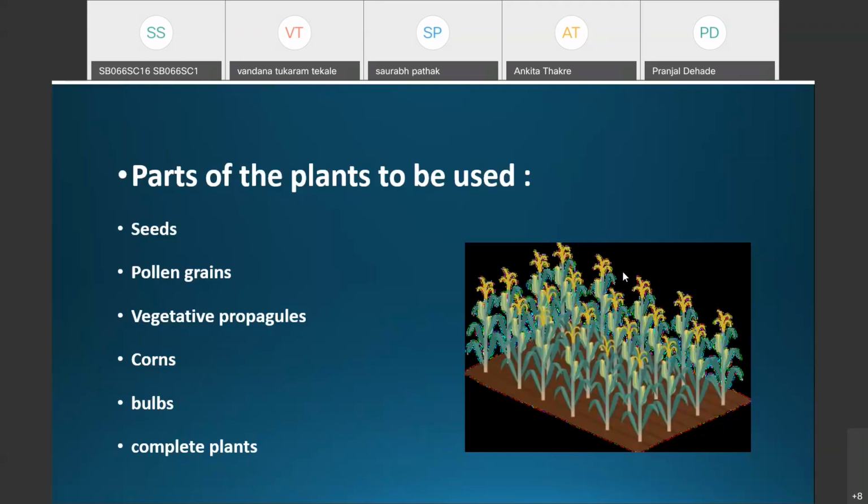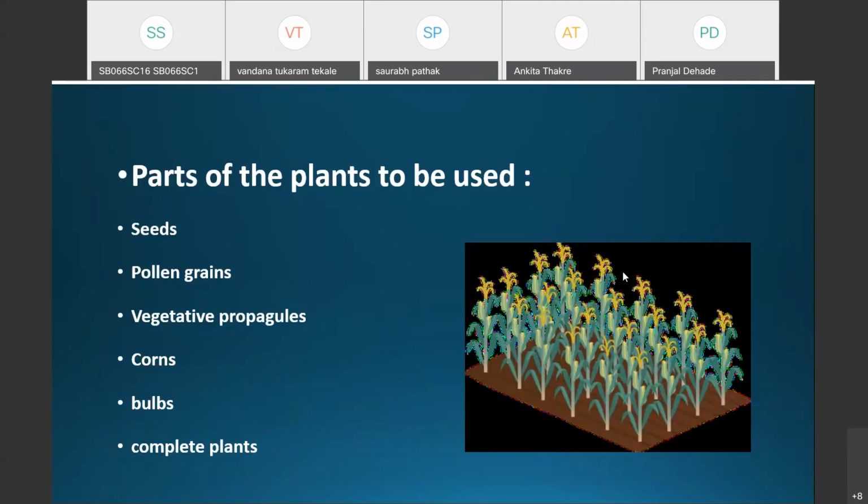That is about the different plant parts which are used in mutation breeding. Sometimes the seeds of the plants are used to give the treatment, then pollen grains, then different vegetative propagules like corms and bulbs, or even the complete plant, with different types of mutagens.